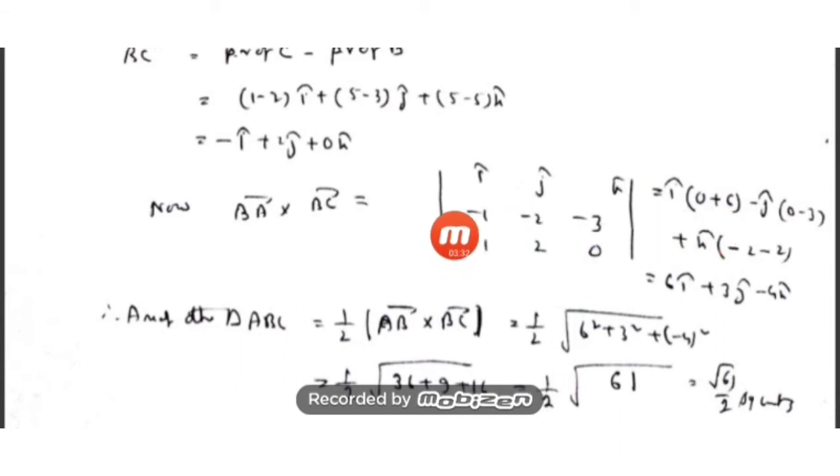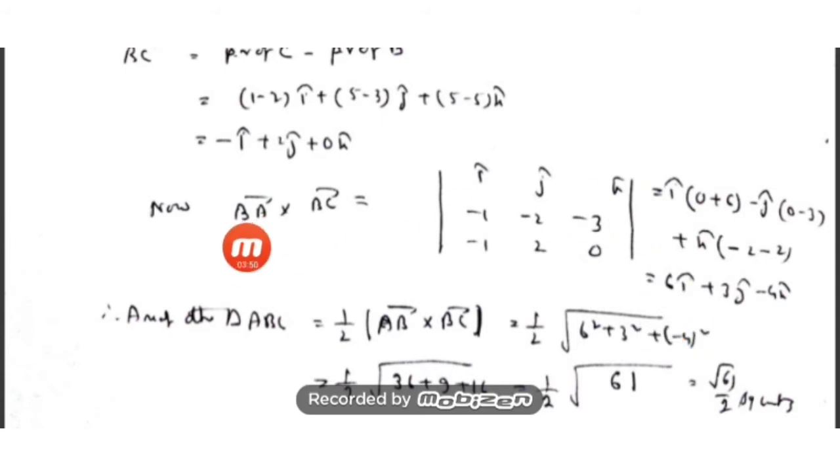Hope you remember this already. For j cap, this is 0 minus minus 3, with the sign minus, so minus 3 j cap. And for k cap, deleting the row and the column, we get 1 into minus 1 into 2, that is minus 2, minus 1 into minus 2, that is 2, minus that will give you minus 4k cap.